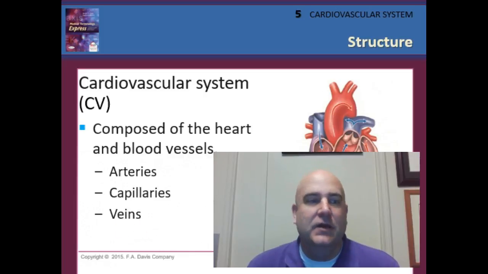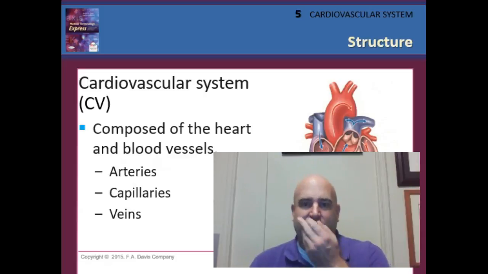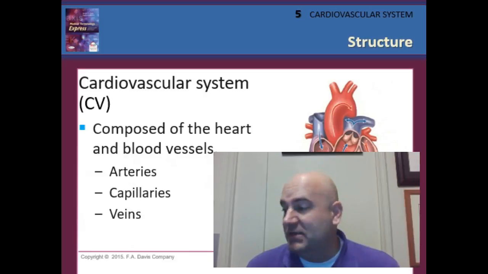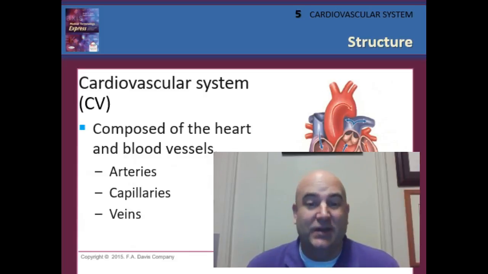So, let's start off with the cardiovascular system. The heart and blood vessels. That's what it's made of, all right? The heart is one of the important organs in your body, right? To live, there's really two things. Air has to go in and out, and blood has to go round and round, and that's how it works.